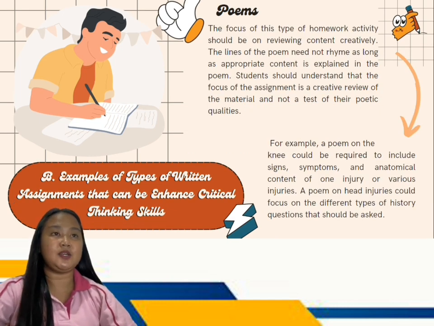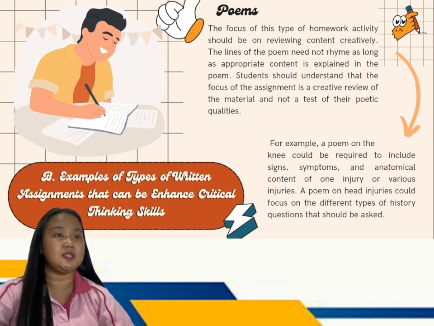And the last example is poems. The focus of this type of homework activity should be on reviewing content creatively. The lines of the poem need not rhyme as long as appropriate content is explained in the poem. Students should understand that the focus of the assignment is a creative review of the material and not a test for their poetic qualities. For example, a poem on the niche could be required to include signs, symptoms, and anatomical content of one injury or various injuries. A poem on head injuries could focus on the different types of history questions that should be asked.